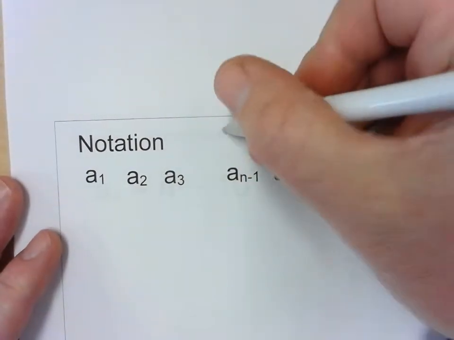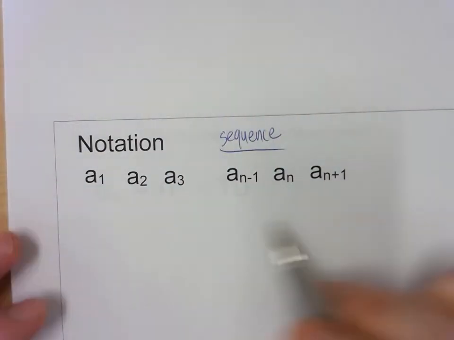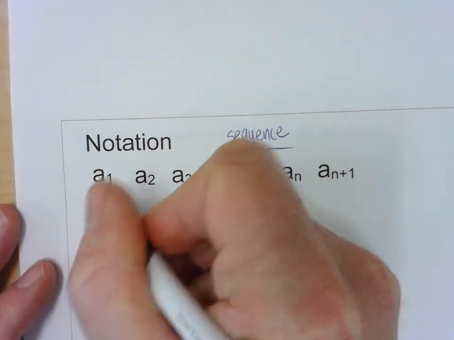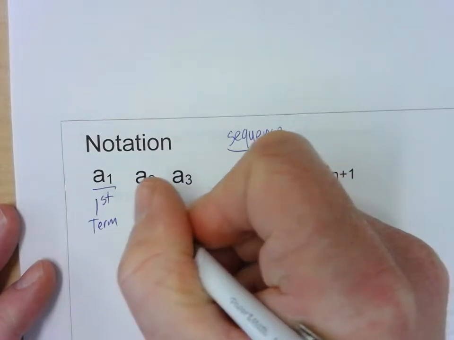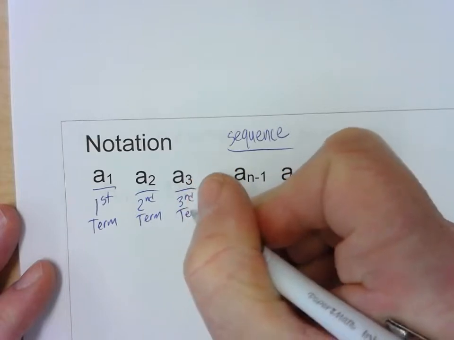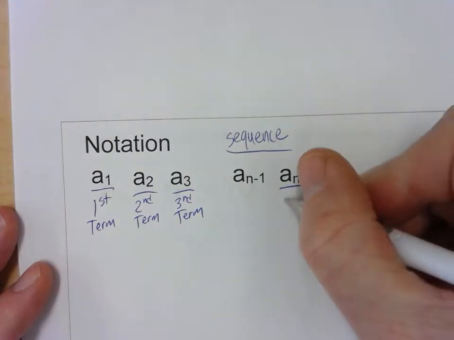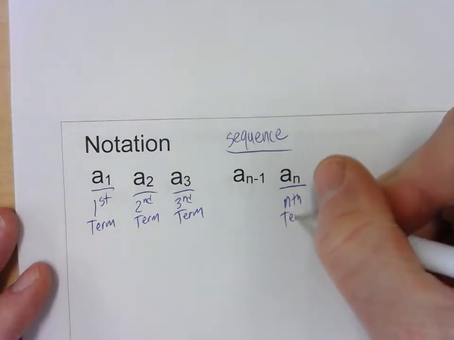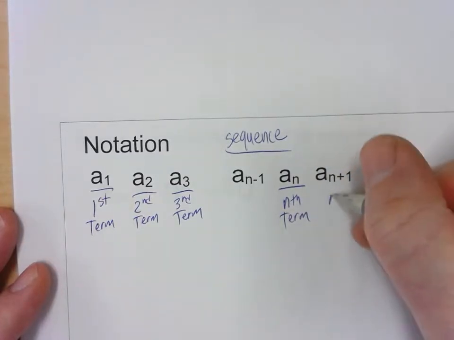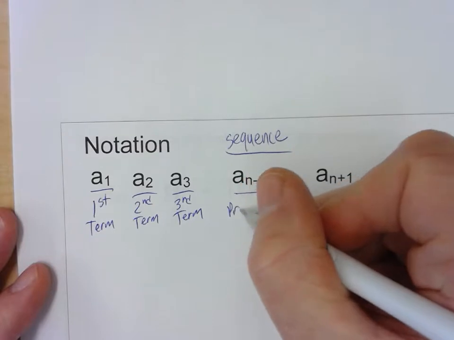What we're going to work with in this section is sequences. So a sequence is a list of numbers, and there's notation for that, and the notation goes something like this. A1 is the first term, and A2 is the second term, and A3 is the third term, and then An is the term out in the future somewhere, so we call that the nth term, and then the term that's after it would be one term more, so we call that the next term, and then we're going to call this one the previous term, the one that's before.